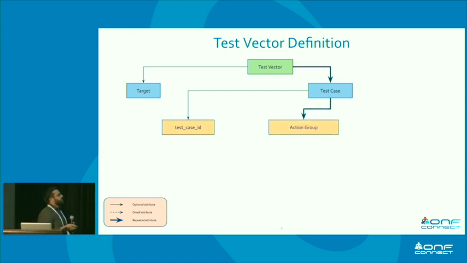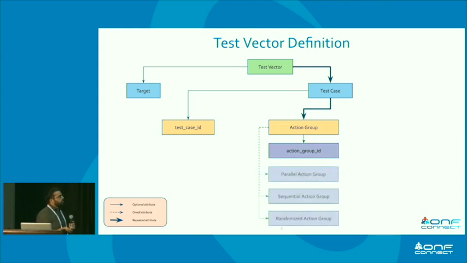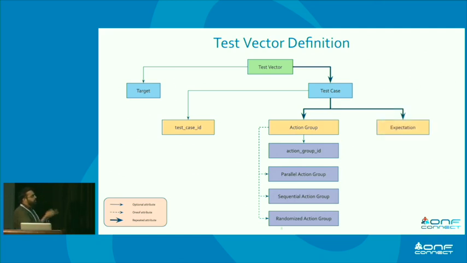Each test case has multiple action groups. These actions, according to the test vector definition, can be run either in parallel, sequentially, or in randomized order. Later you will be hearing about it, but we were able to implement the sequential and parallel parts of the action groups in our test vector runner. Once all the actions are run, we would like to verify that the system state is as expected, so we have multiple expectations to verify those actions.